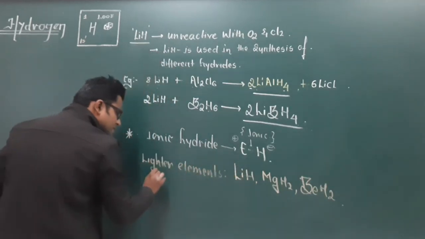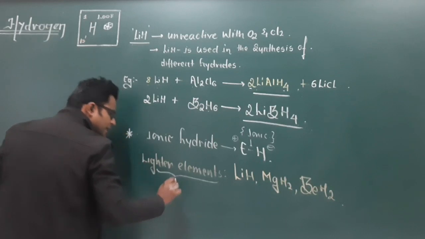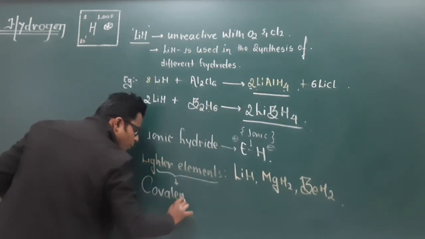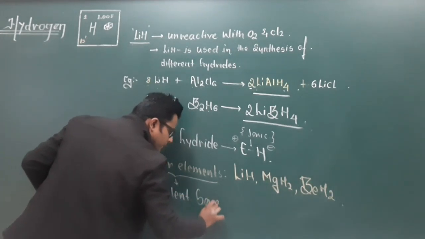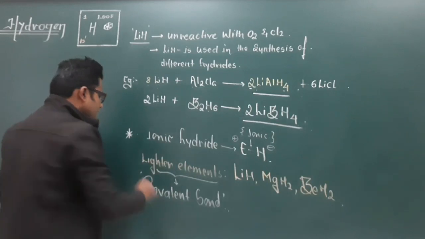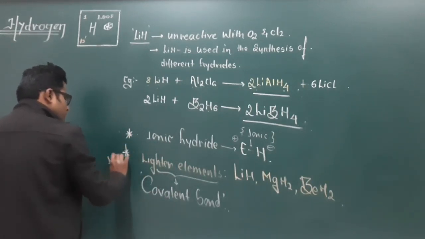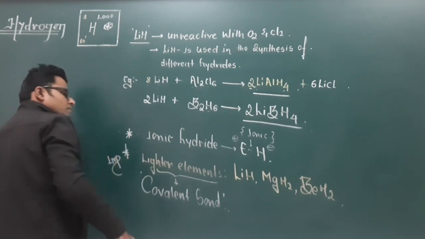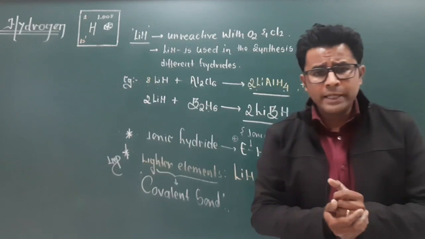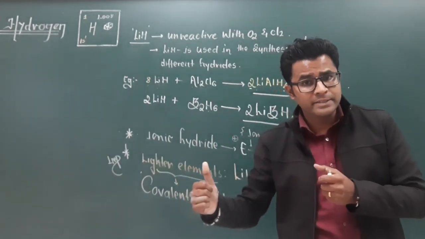So whenever we are looking at the lighter elements, in these particular elements a significant amount of covalent bond character has been observed. Alright, so this is the important point for us. Right? So now we shall take a look at the next section, and that is going to be the molecular hydrides.